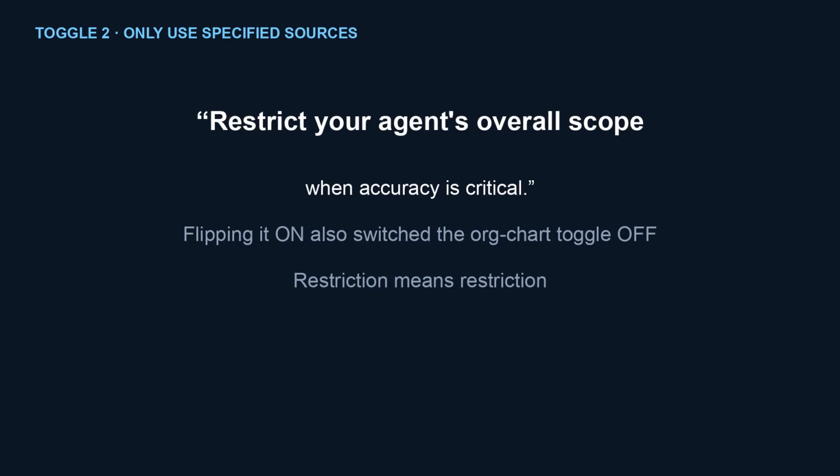The second toggle is the one that moves other things when you flip it. Turn on only use specified sources, and the builder switches the org chart toggle off on its own. The tooltip says, restrict your agent's overall scope when accuracy is critical, and it means it. For any agent whose answers people will act on, this is the difference between grounded and plausible.